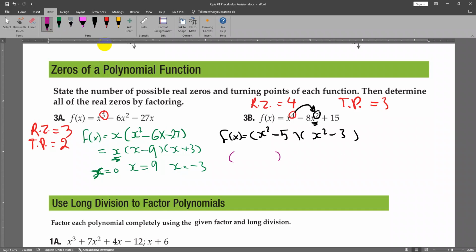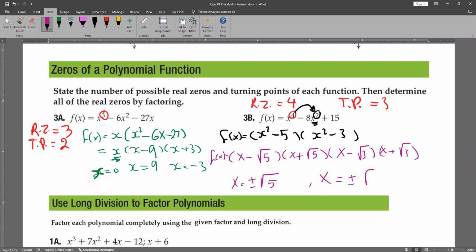So the first one will be x minus, x plus, and we will take the square root of 5. Second one, x minus, x plus, and you'll take the square root of 3. And right now you have all of the zeros, which are x is equal to positive or negative root 5 and positive or negative root 3.